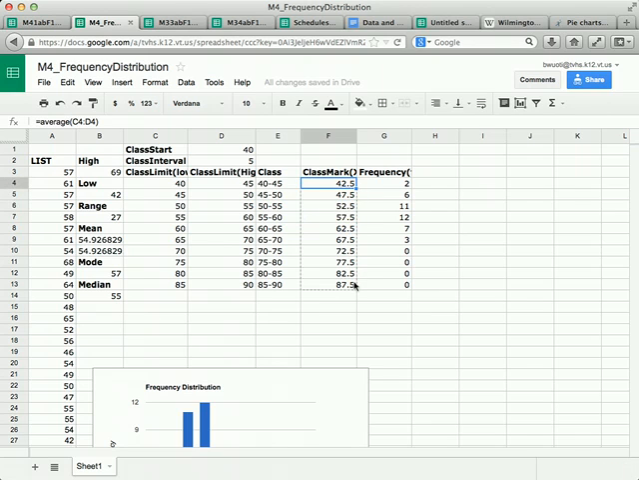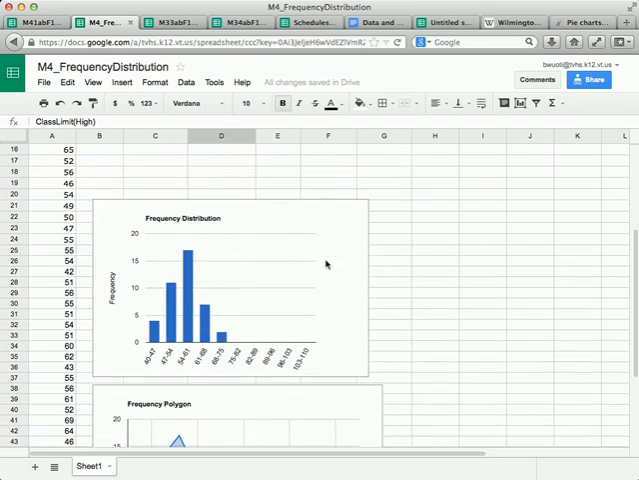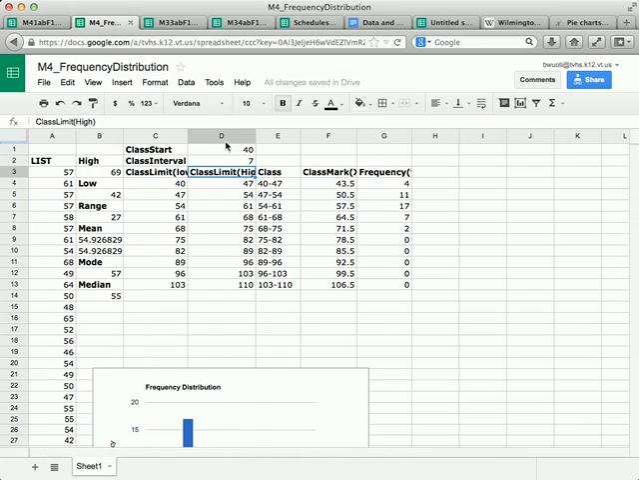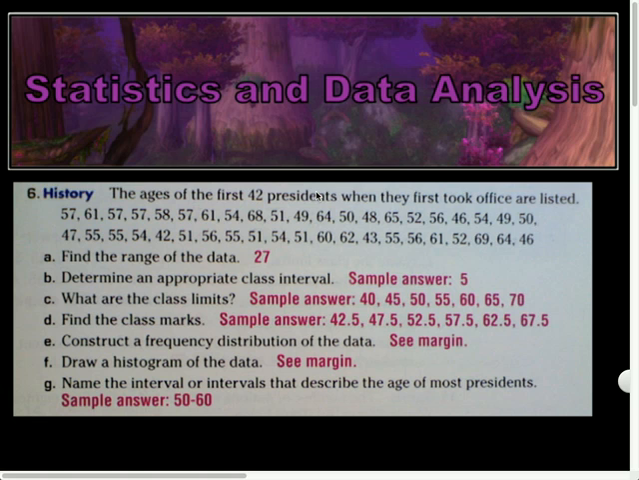Now, notice that that's going to be different if I started at a different spot. Let's say I started at 42. Now all my class marks are different, right? Or if my interval was different. Say, I don't know, maybe you like the number 7. It's going to change where all of your class marks land as well. But that's fine.